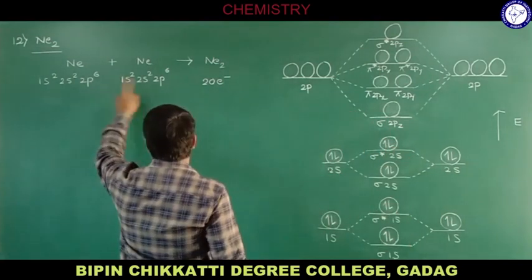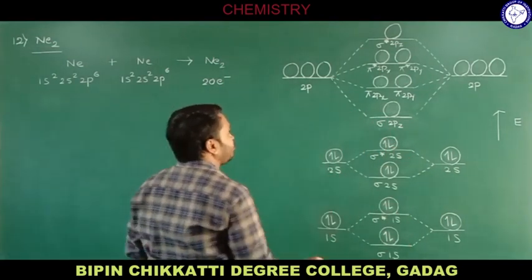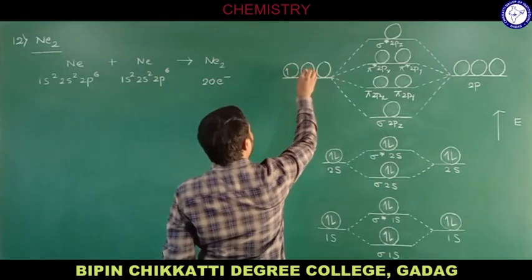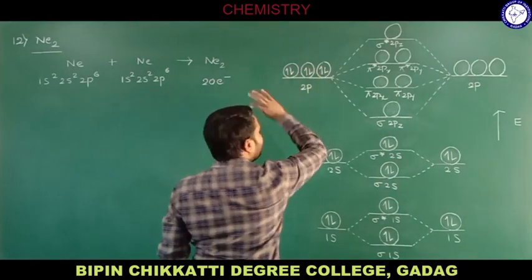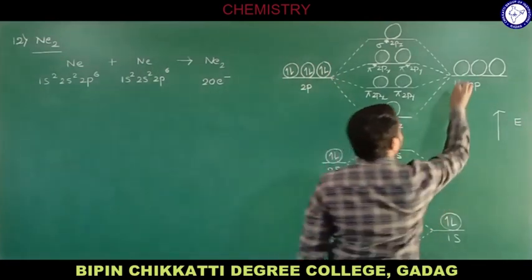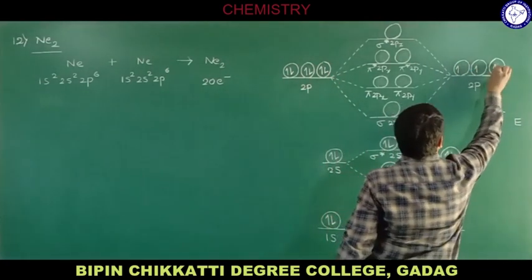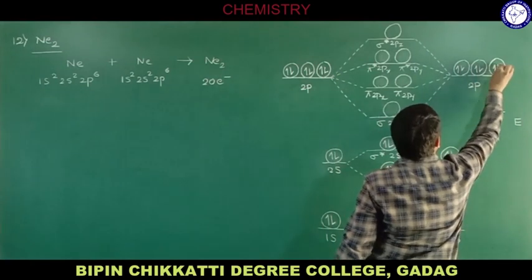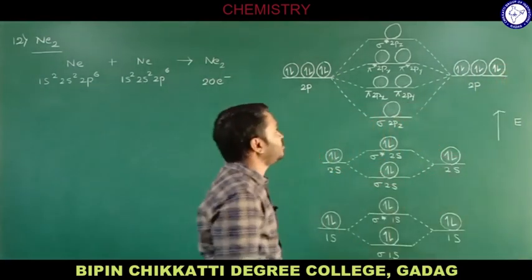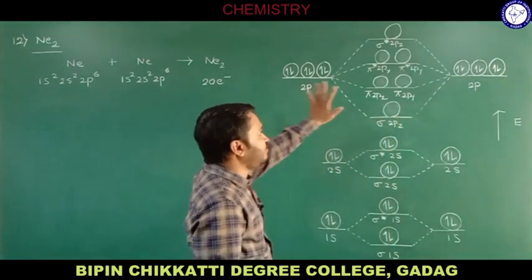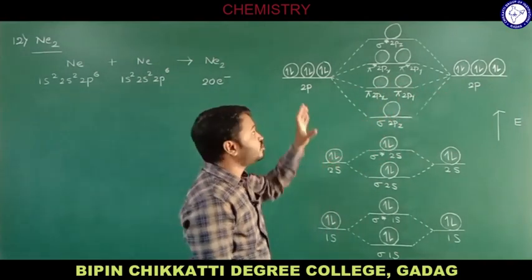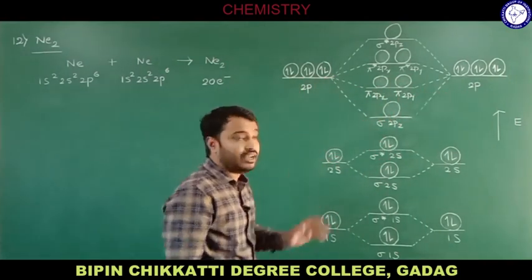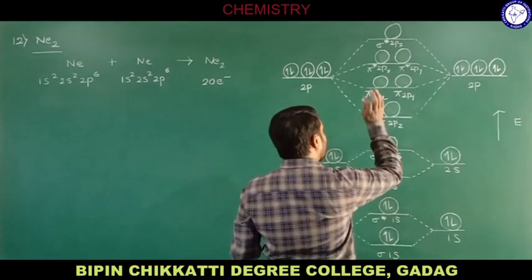In 2p and 2p, totally we have 6 electrons. So follow Hund's rule. 1, 2, 3, 4, 5, 6. Completely filled 2p we got. And here also 1, 2, 3, 4, 5, 6. Completely filled atomic orbitals we got. So 6 electrons we have here and 6 electrons we have here. Totally 12 electrons have to be distributed in the 2p section only. Totally 12. Just see how I am going to fill that.